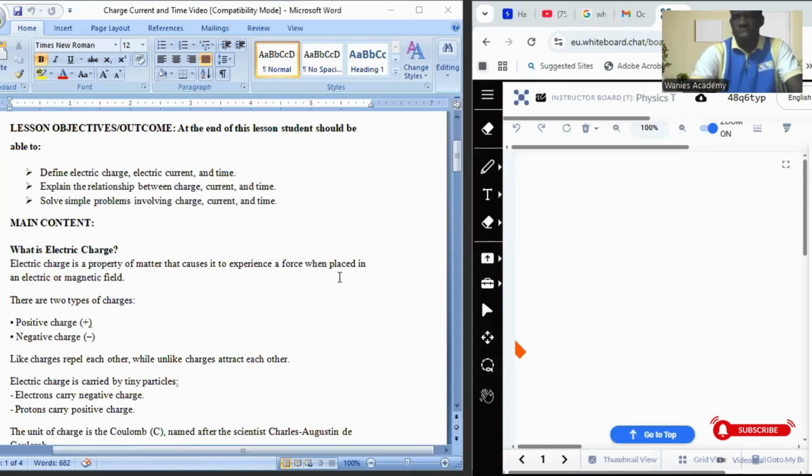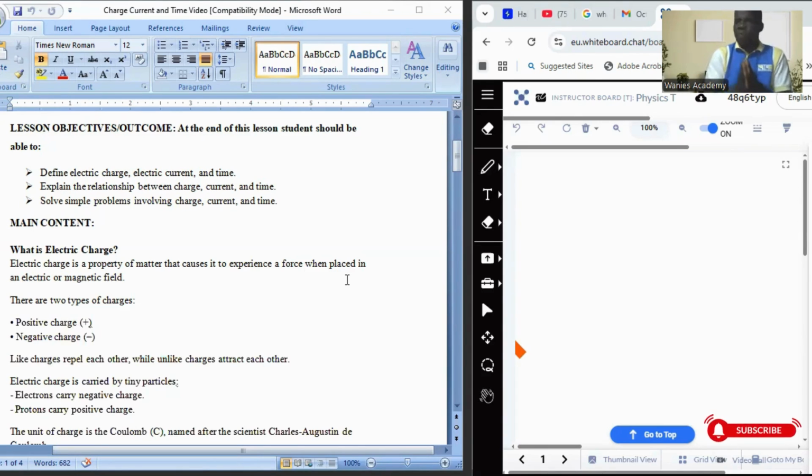What is electric charge? Electric charge is a property of matter that causes it to experience a force when placed in an electric or magnetic field. Matter is anything that has mass and occupies space. When matter is placed in an electric or magnetic field, the electric charge is that property of that matter that causes it to experience a force.